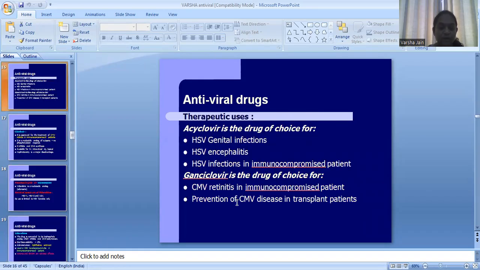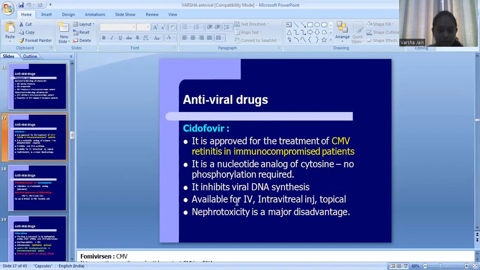Then therapeutic uses of acyclovir: it is the drug of choice for HSV genital infection, HSV encephalitis, and HSV infection in immunocompromised patients. Ganciclovir is the drug of choice for CMV retinitis in immunocompromised patients, and for prevention of CMV disease in transplant patients.